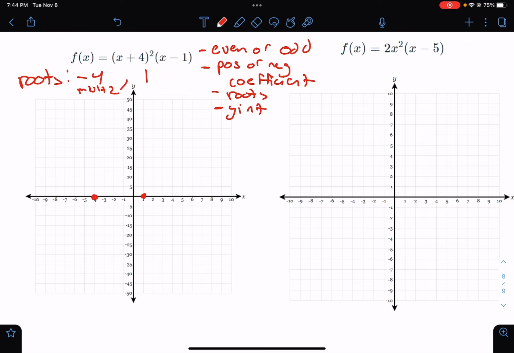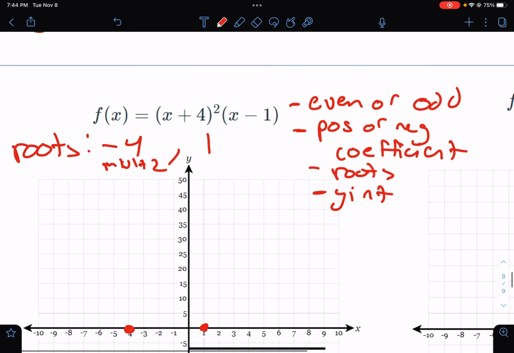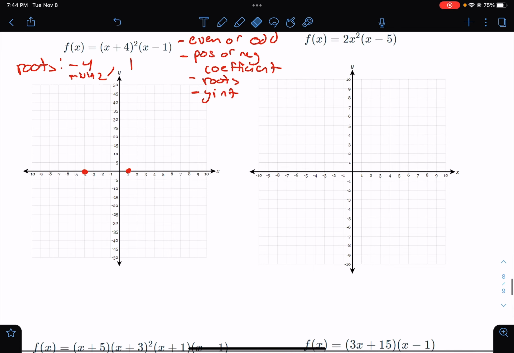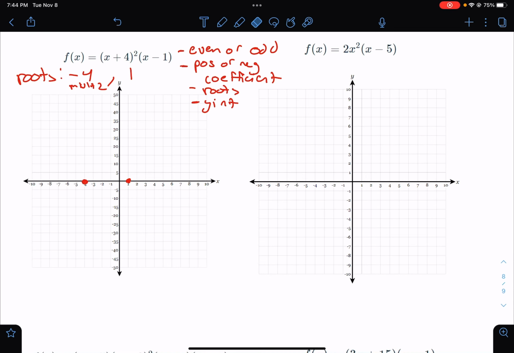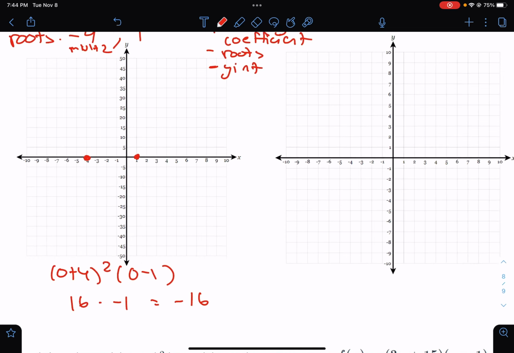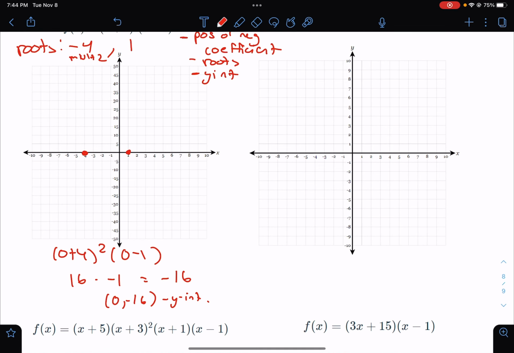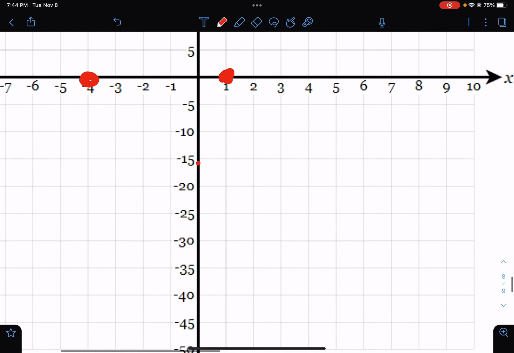All right. Then we want to find our y-intercept. So we're going to plug in 0 for x. I guess I could do it down here. 0 plus 4 squared times 0 minus 1, which is going to give us 16 times -1, which gives us -16. So our y-intercept is going to be (0, -16). All right, so I also want to mark that. That's going to be right here.